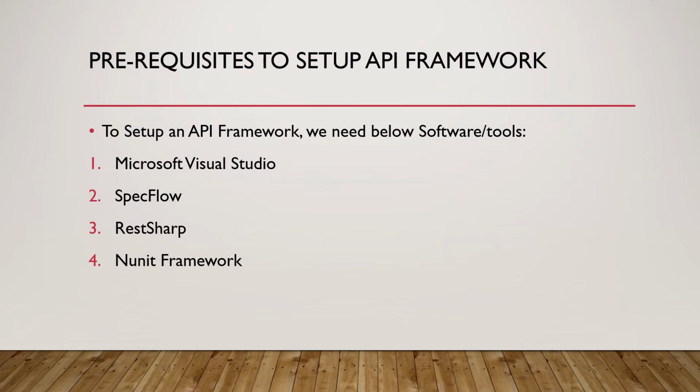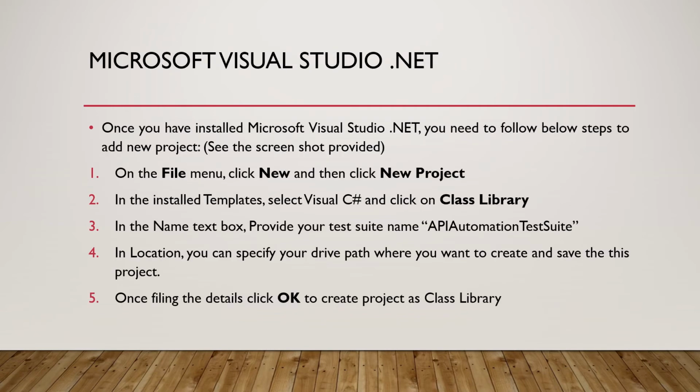Below are the software and tools which are required to set up an API framework. First one is Microsoft Visual Studio, second one SpecFlow, third one RestSharp, and fourth one is the NUnit framework. Microsoft Visual Studio .NET: once you have installed it, you need to follow the below steps to add a new project. See the screen provided in the next slide.